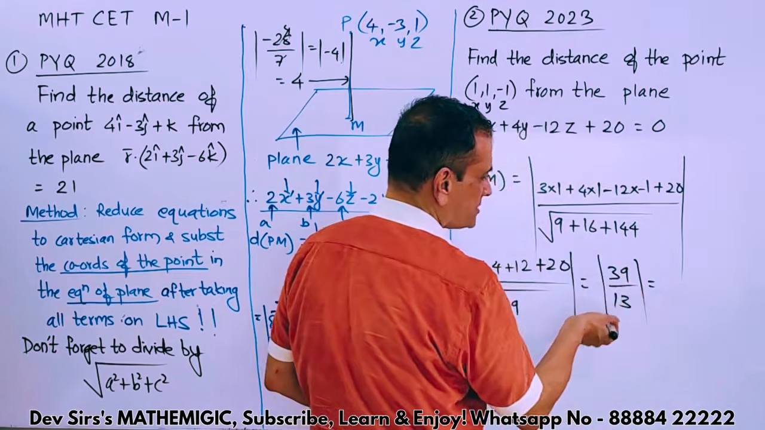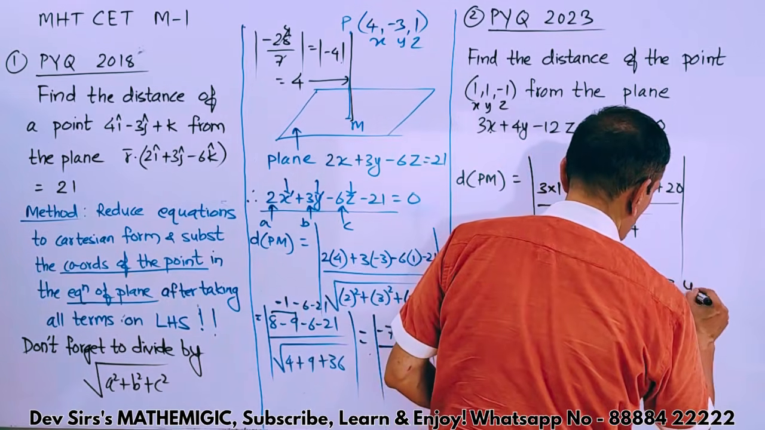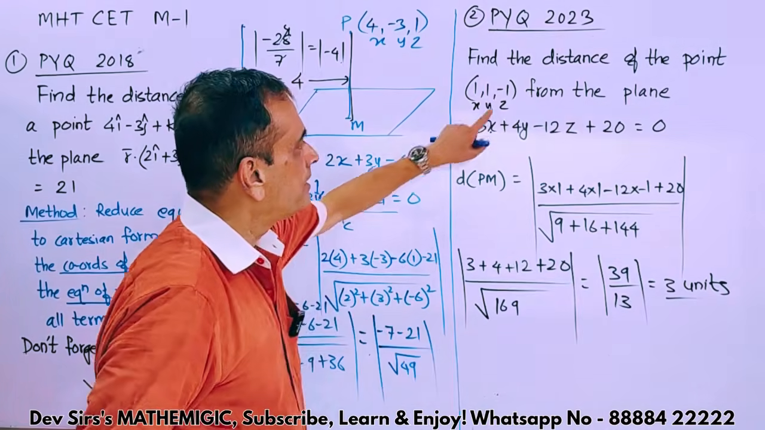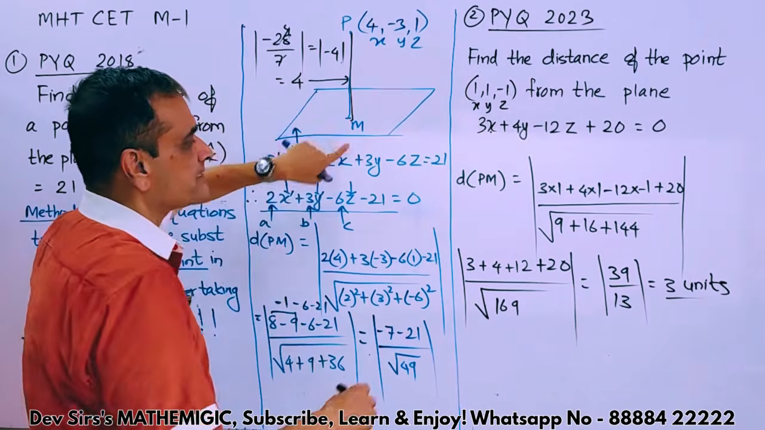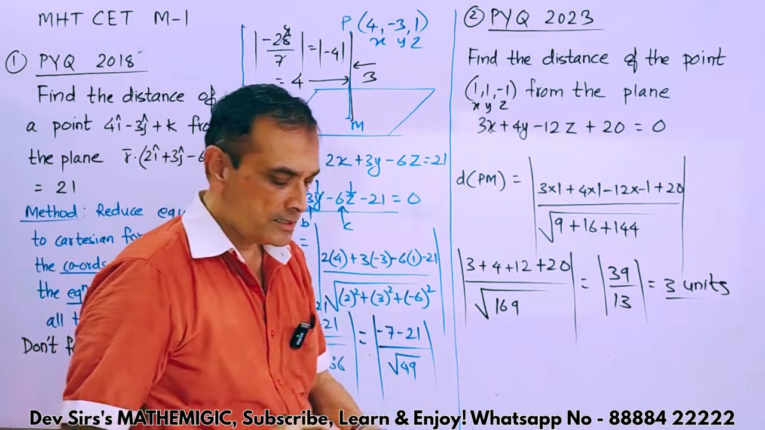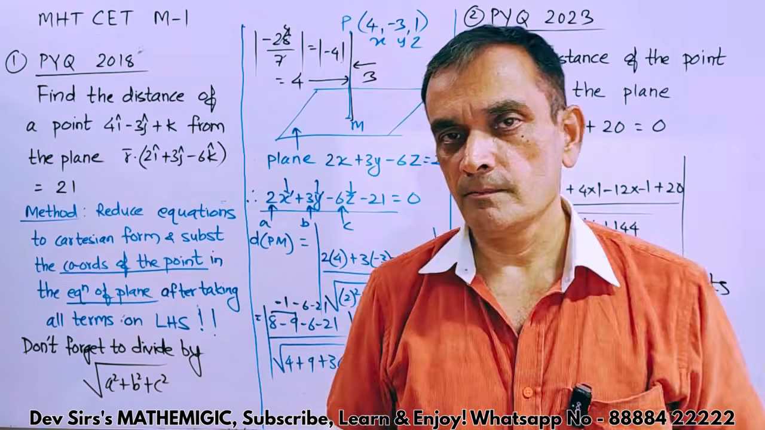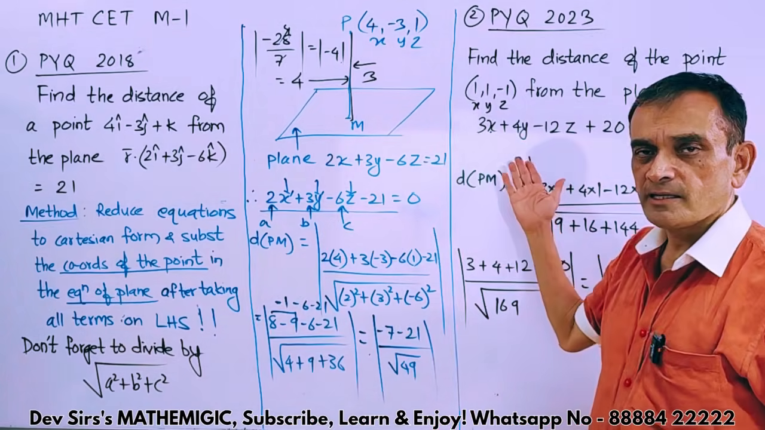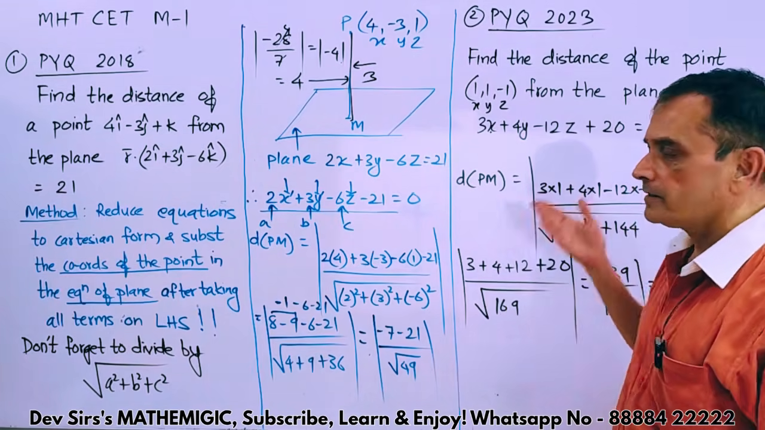यहाँ पे तो दोनों पॉजिटिव है. So distance of this point from this plane is 3 units. That is the simple method. यहाँ तो पे कुछ करना नहीं है. Take everything on the left hand side which is already there.